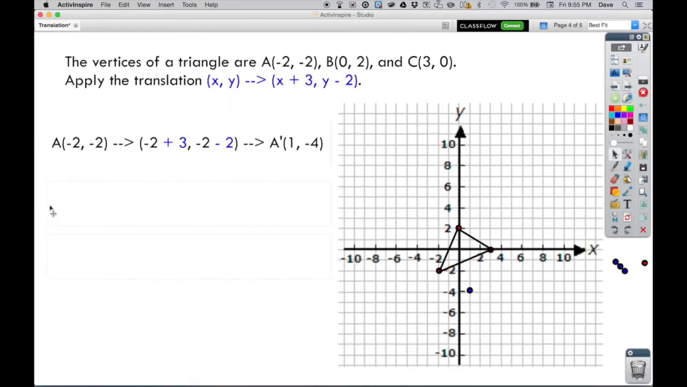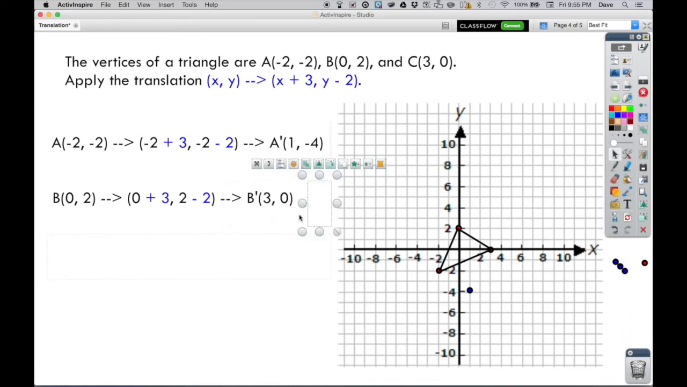All right, well, let's do the rest. Let's take B, (0, 2). We apply the exact same transformation to it. 0 plus 3, 2 minus 2. The same thing we did to the first one. Notice how they're highlighted in blue. And so B prime becomes (3, 0). Now, it's okay that it's one of the other original points. It just means that our image and our pre-image are going to share a point.